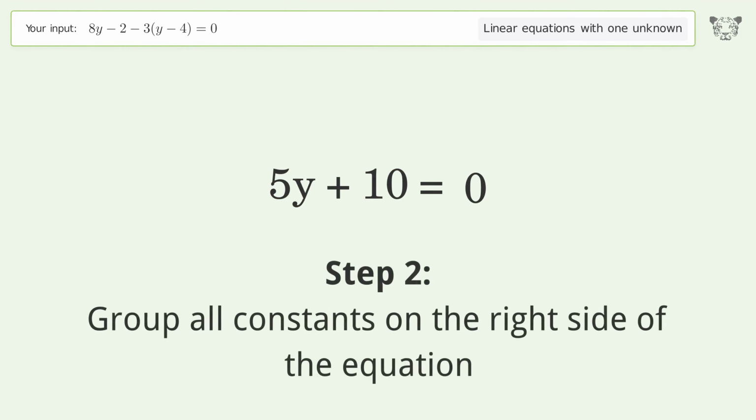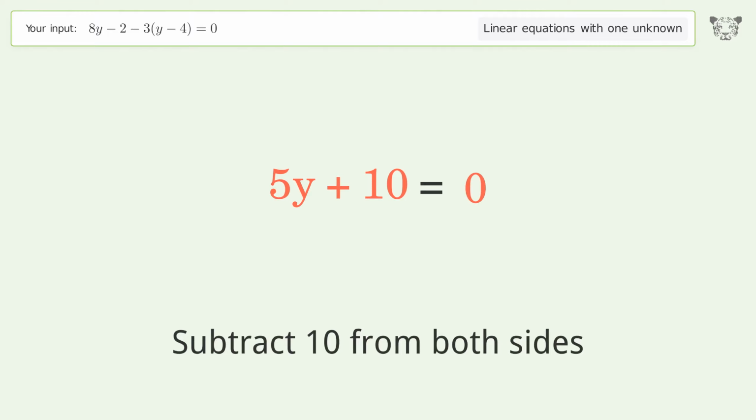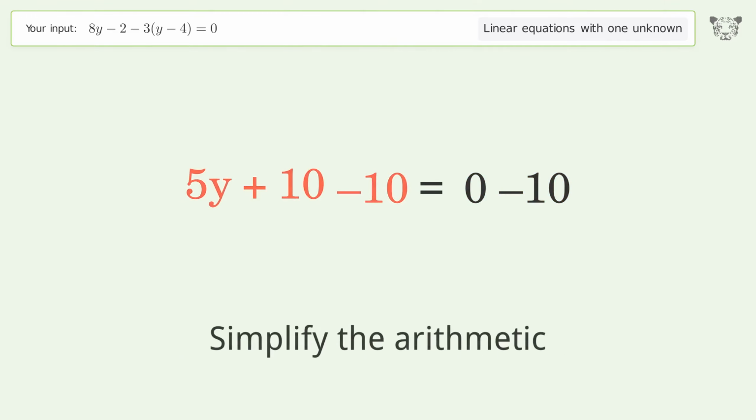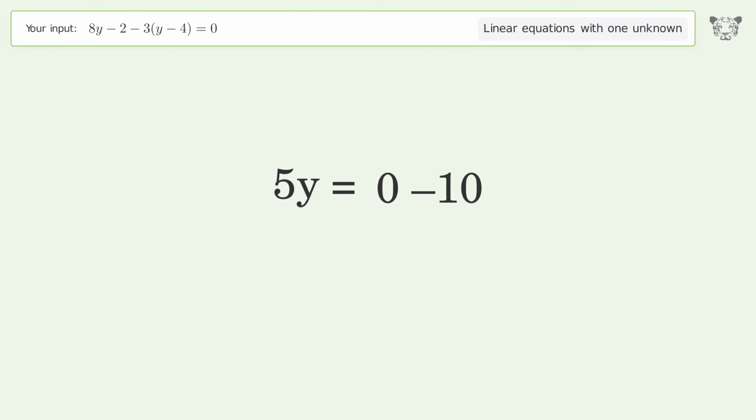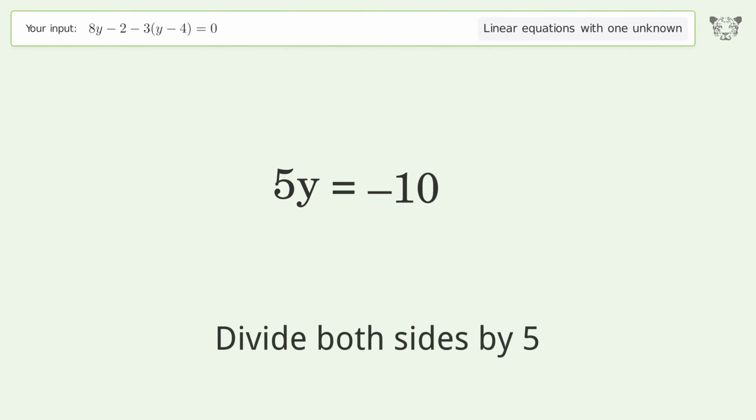Group all constants on the right side of the equation. Subtract 10 from both sides. Simplify the arithmetic. Isolate the y. Divide both sides by 5.